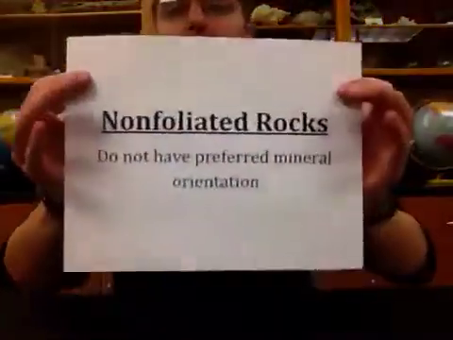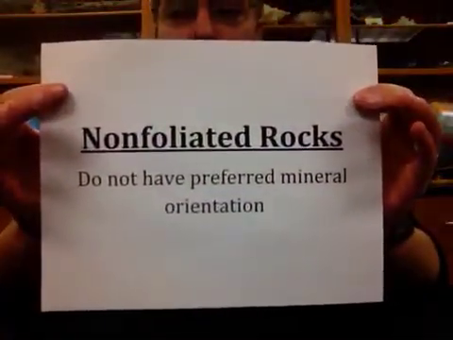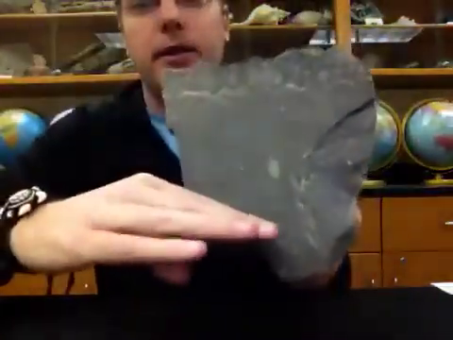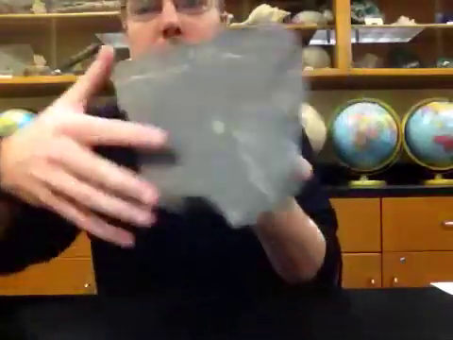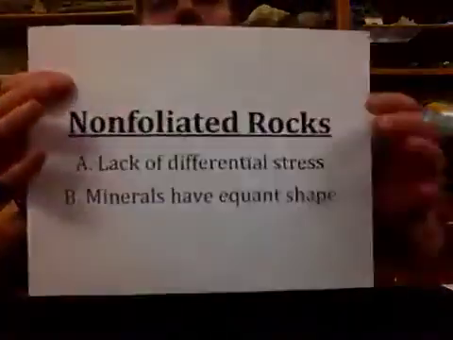Non-foliated metamorphic rocks do not have preferred mineral orientation. When we look at non-foliated rocks, we're going to see something that looks a bit more massive. Rather than having any sort of orientation, like alignment of crystals, we're looking at just a big, massive chunk, something that's what we call more homogeneous, the same throughout the rock as a whole.